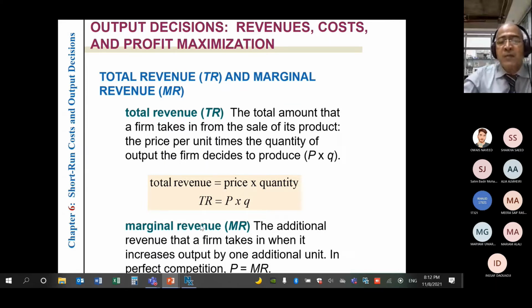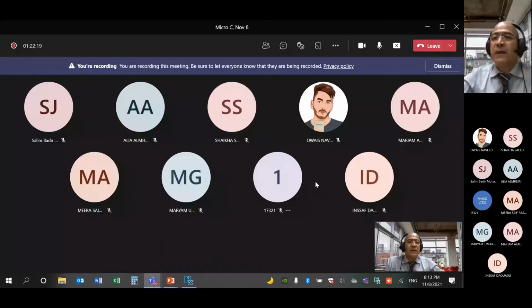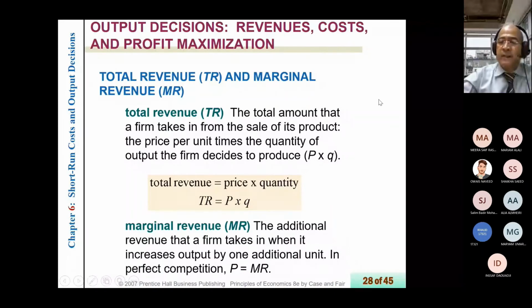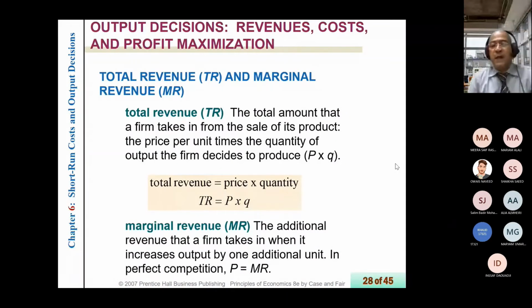What is marginal revenue, Mira? Mira, just a moment, let me show something. Now it's better. Now it's better. I can see the number of the slide.